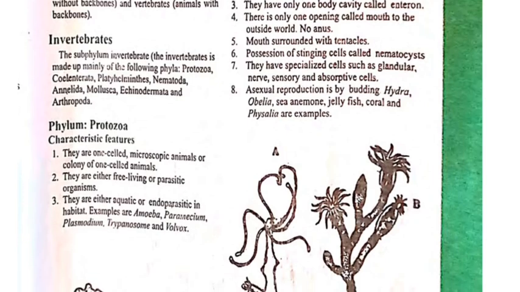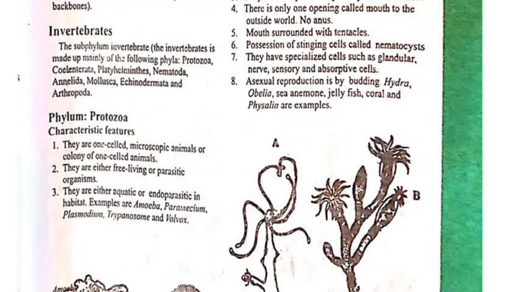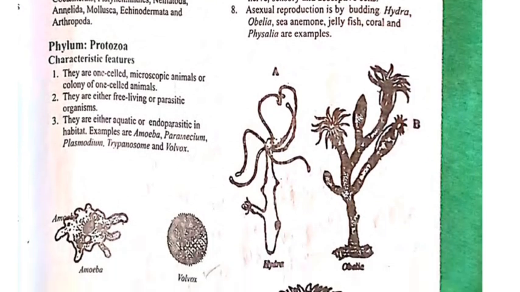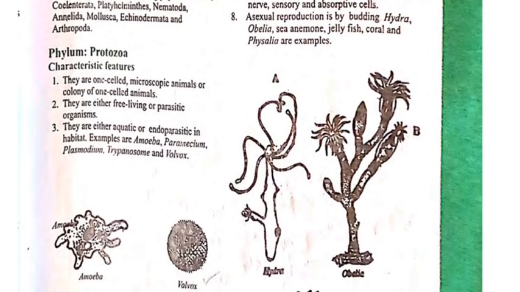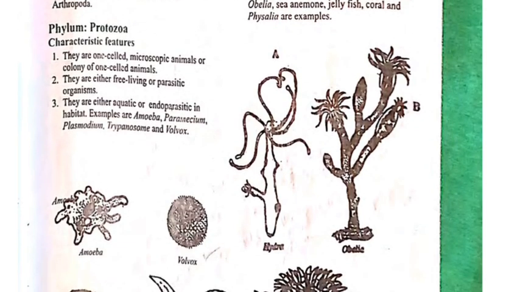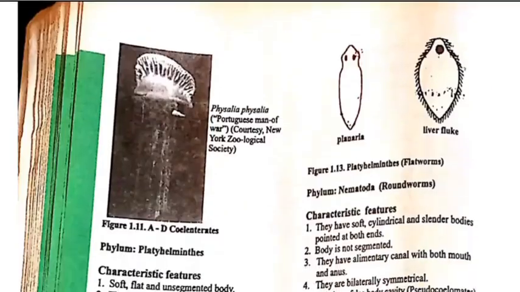The mouth is surrounded with tentacles, possession of stinging cells called nematocysts for defense. They have specialized cells such as glandular, nerve, sensory, and absorptive cells. Asexual reproduction is by budding. Examples we have Hydra, Obelia, sea anemone, jellyfish, coral, and Physalia are examples.